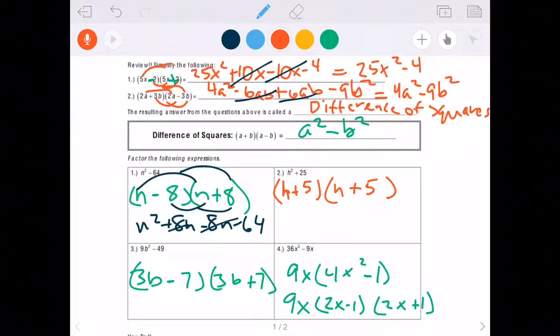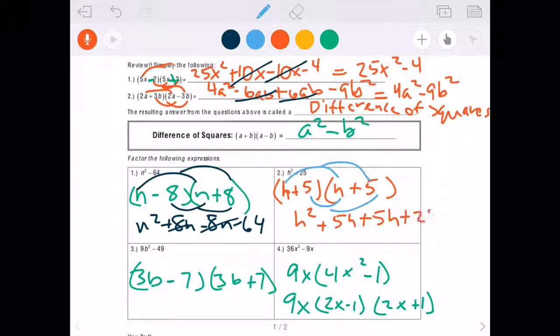Either way, when we FOIL, we're going to get h squared plus 5h plus 5h plus 25. That would give us h squared plus 10h plus 25. If we had minus 5, it would be h squared minus 10h plus 25. Either way, that middle term did not cancel. Because we have plus 25 there, not minus, we can't have opposite signs, and the only way for those terms to cancel is to have opposite signs. So this example is prime.